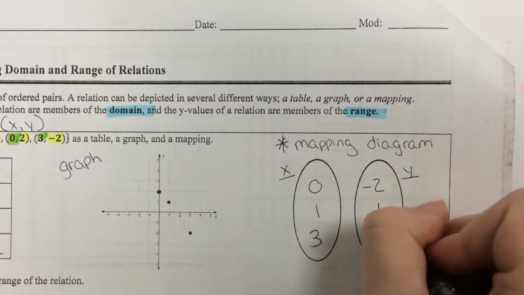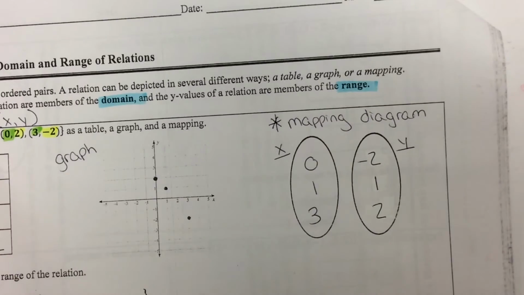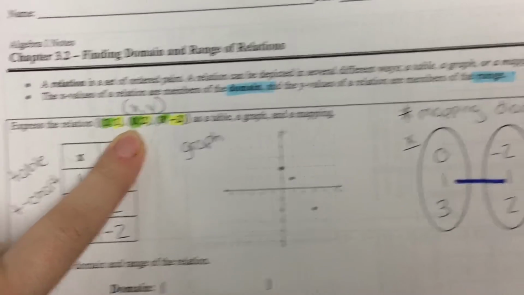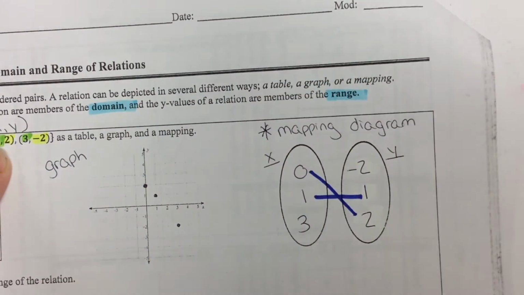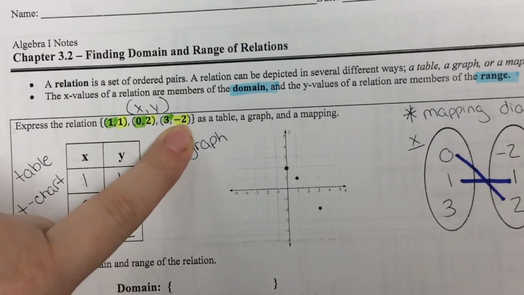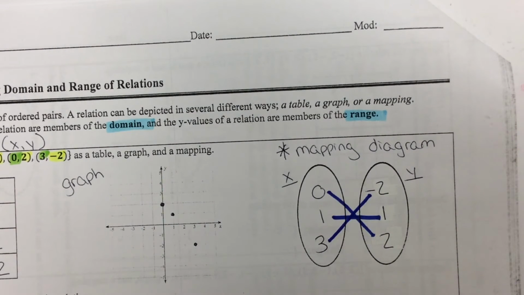-2, 1, and +2. Now, the nice thing about the mapping diagram, even though you've split up the pairs, is that your final step is to connect the pairs back together with a line. So we had 1 with 1, so we need to draw a line to connect them. Then we had 0 with +2. Here's 0, here's +2, so we need to draw a line connecting those. And then we had 3 with -2, so connect a line from 3 to -2. And this is how you would represent a mapping diagram.